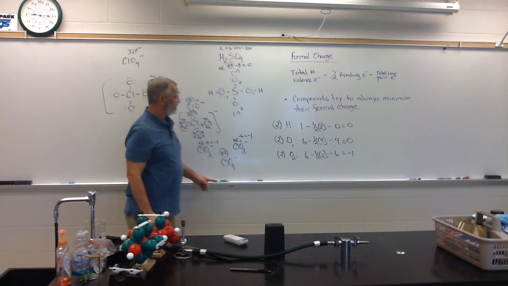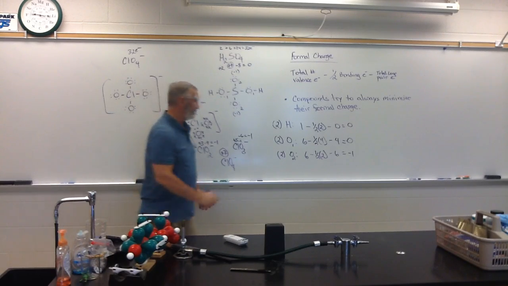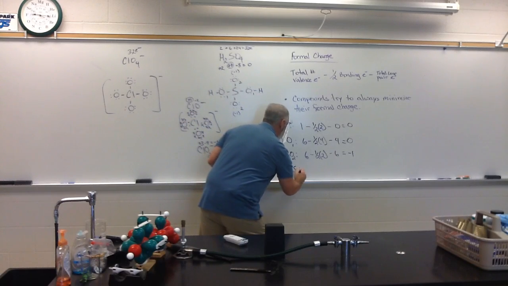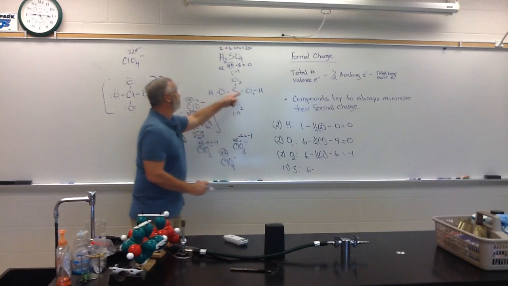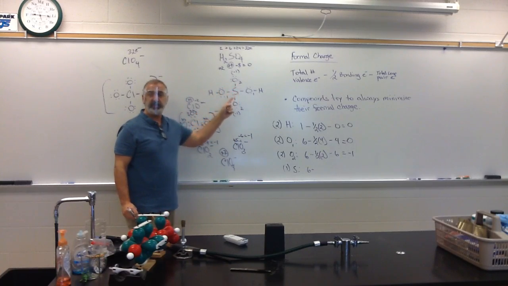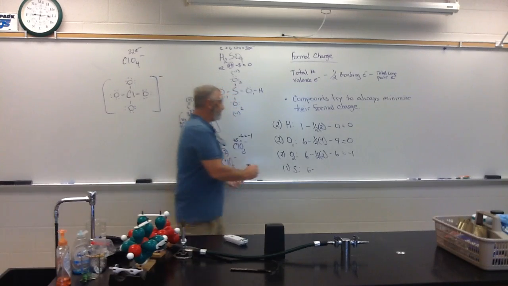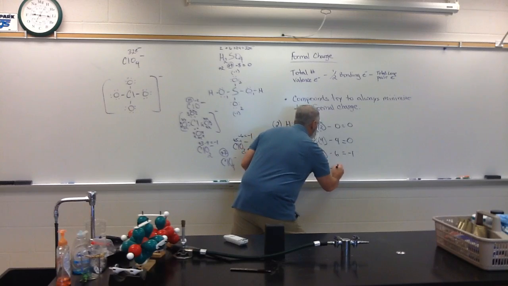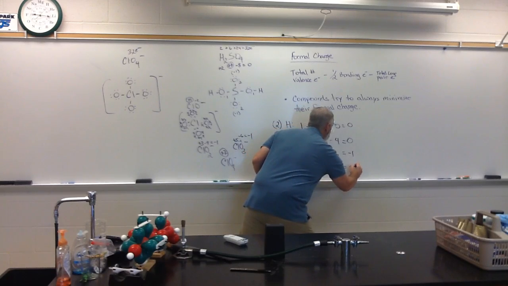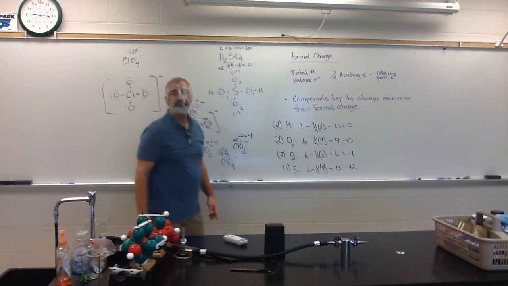What does that mean? Well, let's just do the last one, sulfur. See if we can get it better. We have 1 sulfur. We have 6 minus, how many electrons are involved in bonding? How many bonding pairs are there? Bonding electrons. 8 electrons, so 1/2 of 8 is 4. Minus 0. That's going to be plus 2.